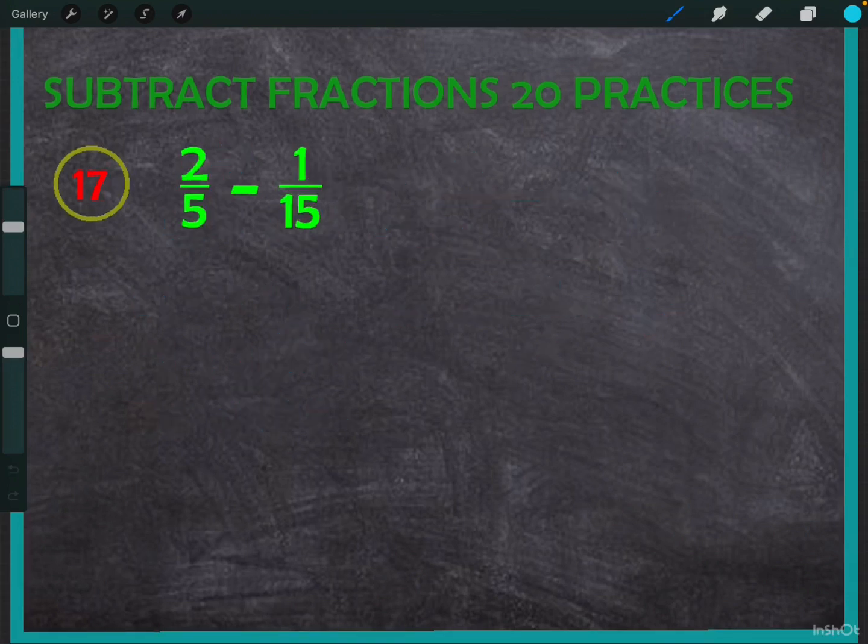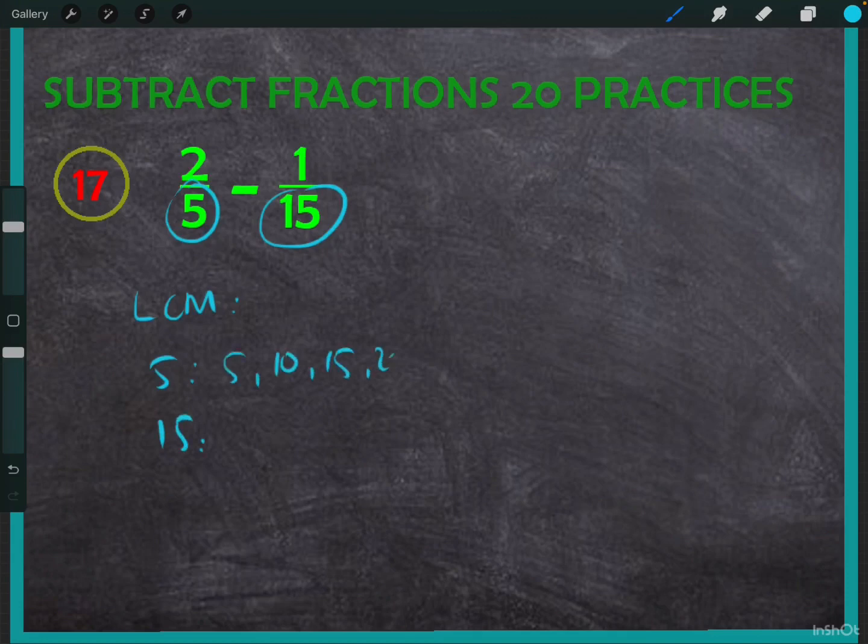Practice number 17. 2 over 5 subtract 1 over 15. These two fractions have different denominators, 5 and 15. We go ahead and find the LCM for 5 and 15. The multiples of 5 are 5, 10, 15, 20, etc. For 15, the multiples are 15, 30, etc. We see that 15 is the least common multiple, or the LCM is 15.